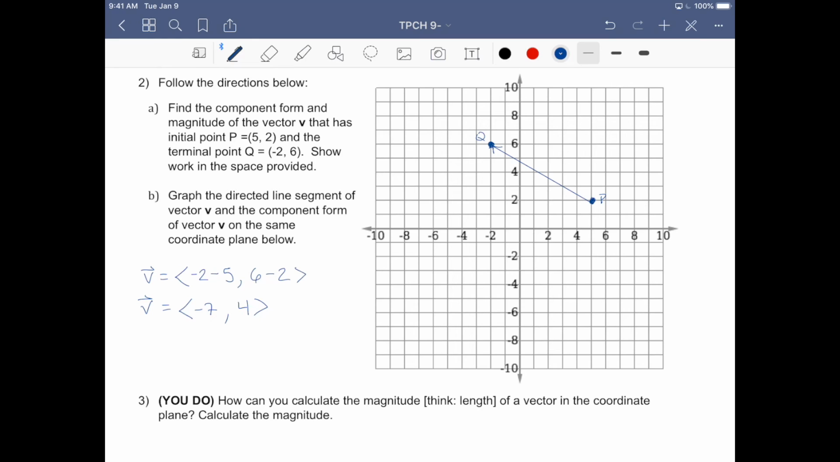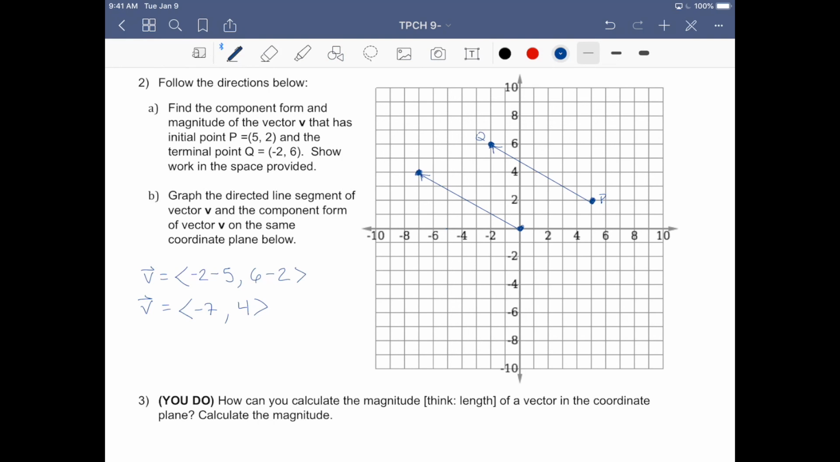Now to graph the component form of the vector v, I'm going to start my initial point at 0, 0. Remember, in component form, I'm really graphing the standard form of the vector. And then I'm going to graph negative 7, 4. And again, use a ruler to draw a line from the origin to your vector.